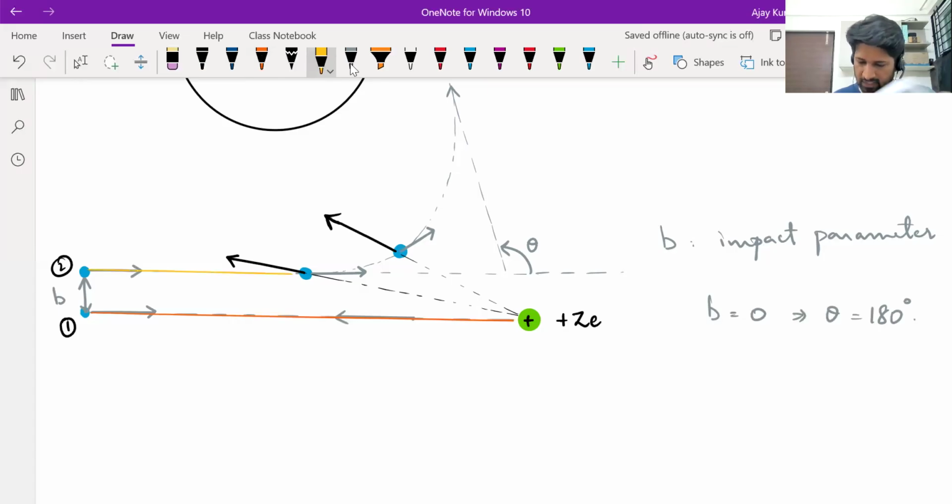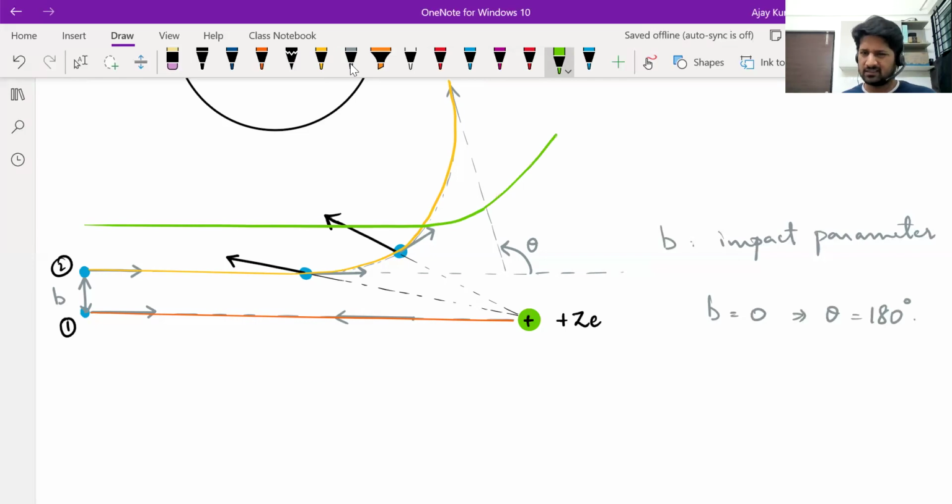This is the path followed by another alpha particle, some of the alpha particles, and so on. As you increase the impact parameter, the deviation decreases. So some alpha particle may follow a path like this. Farther it is from the nucleus, lesser the repulsive force that it experiences, lesser the deviation that it suffers. That's the idea. This way. Okay, so different alpha particles will suffer different amounts of deviation. Fine.